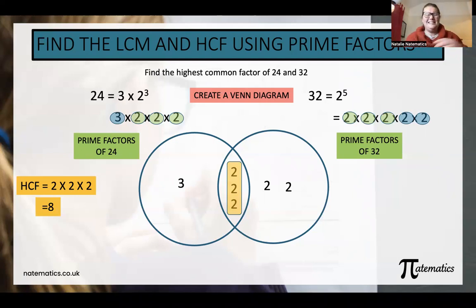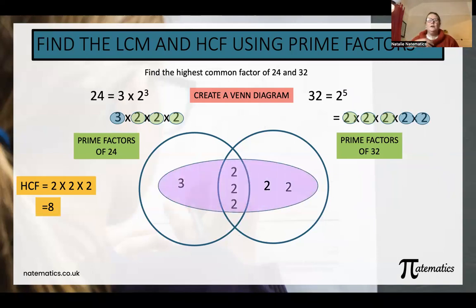Now I must admit, this bit doesn't take that long to do. But the lowest common multiple can take a while. So if we can find a method using this, it's quite handy. The highest common factor, sorry, that's the highest common factor. The lowest common multiple.